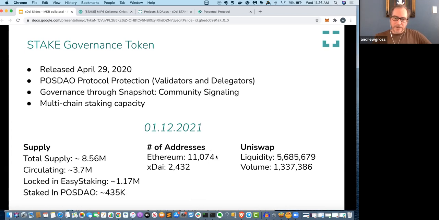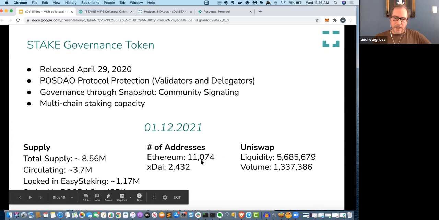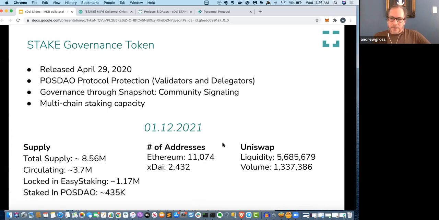We have the number of addresses here. And this is a little bit misleading because there are also contract addresses where individuals have more stake locked. And then we have trading on centralized exchanges as well as decentralized. Uniswap is actually the most used exchange for stake right now. And I think you can see these numbers here. We've got over 5 million in liquidity and 1.3 in volume per day. That was just taken yesterday. So again, these things differ day to day.